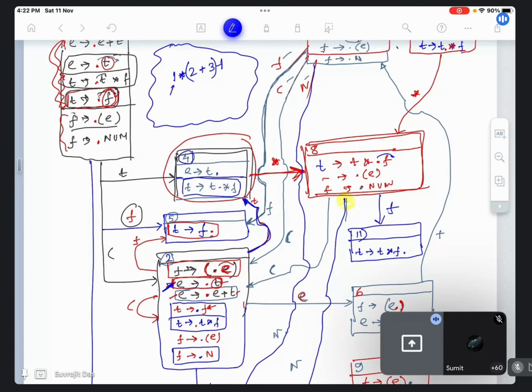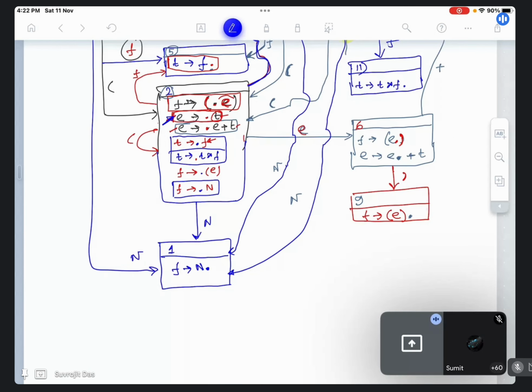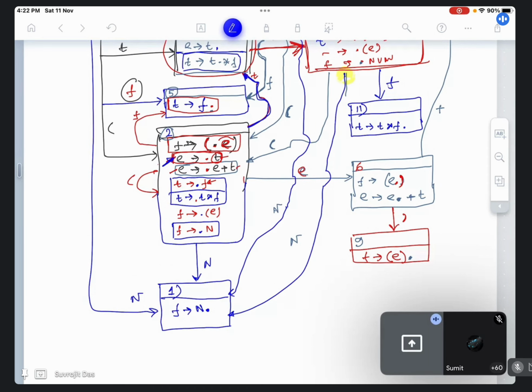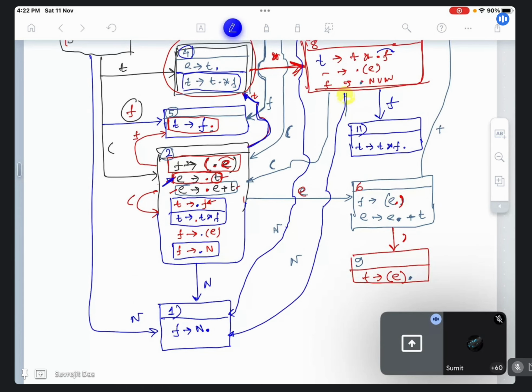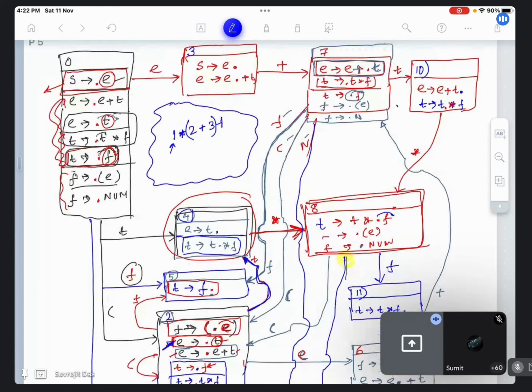So once you see a 1 from state number 0, you must go to state number 1, and you find that, okay, it is F goes to num, so it must be reduced. Trace back to state number 0. That is what I mean. Trace back to state number 0.